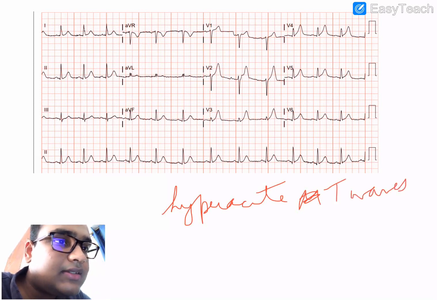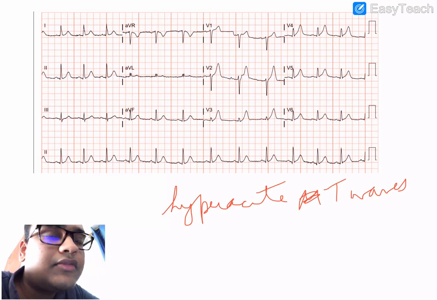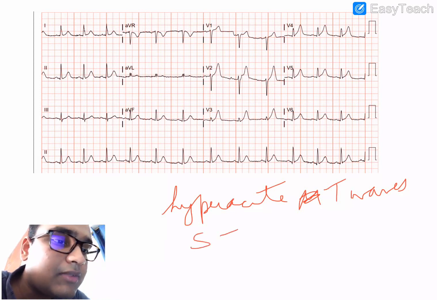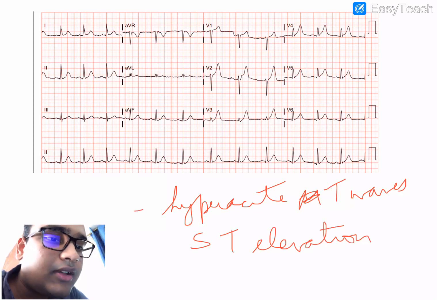And the next thing is there is ST elevation. So where is the ST elevation? This is the baseline, and here there is slight ST elevation. Here you can see it's more pronounced. ST elevation is very clearly seen here. There's ST elevation. Again, there's ST elevation. Here again you can see there's ST elevation and hyperacute T waves. So ST elevation with hyperacute T waves is MI.